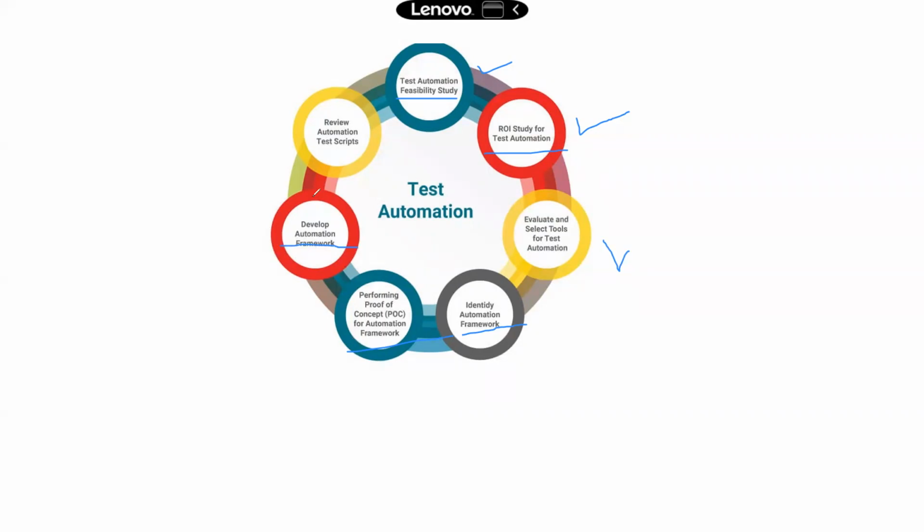Then we have to write up our development, like automation scripts, and then we have to review those scripts. This is a cycle that keeps on going, starting from the feasibility study of automation. I have already made clear that we cannot automate everything. The longer processes, the ones that cannot be repeated, cannot be automated. So we have to take a decision.